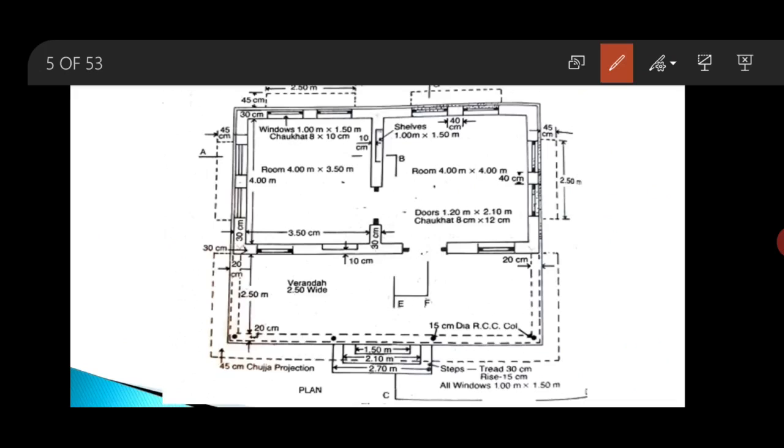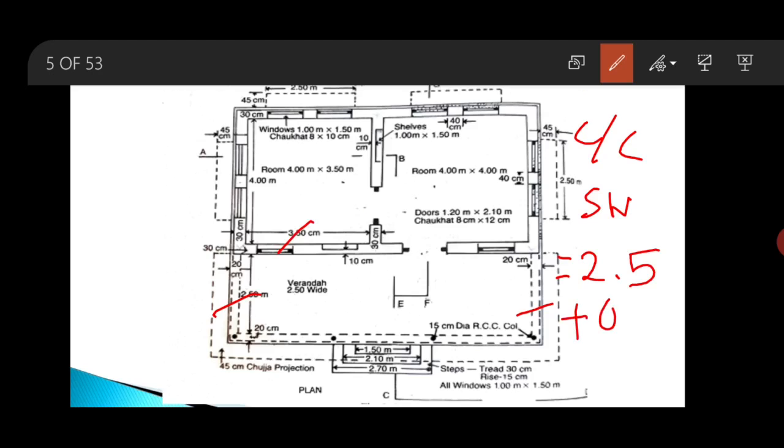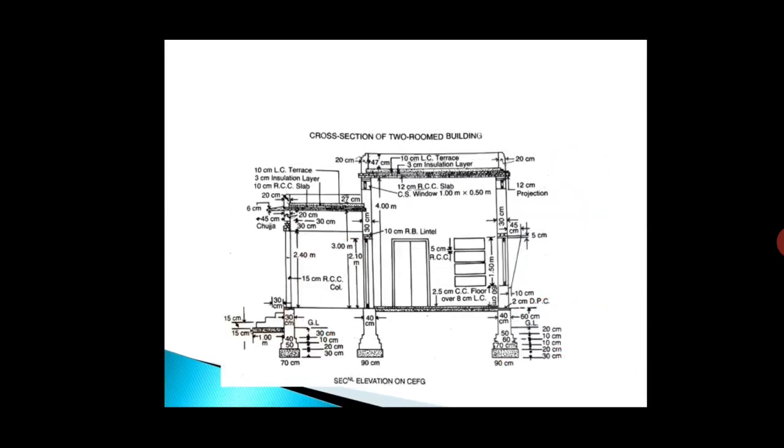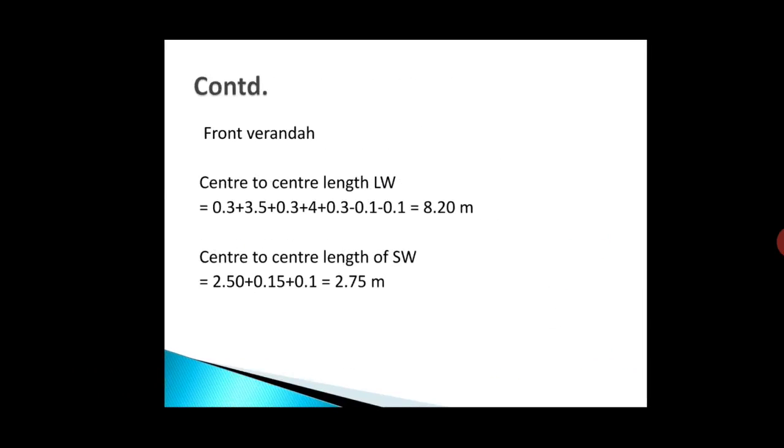Then we will go for center to center length calculation of short wall. So these two are the short wall. So the in to in dimension of the veranda is given as 2.5. So plus on one side there is a 30 centimeter wall. So we will add half of the width of 30. Then on another side there is a 20 centimeter wall. So we will add half of the width of the 20. So this will be equal to, how much? This will be equal to 2.75 meter. Clear?